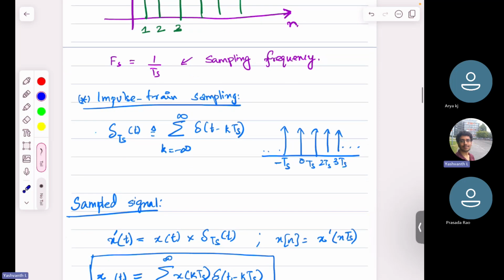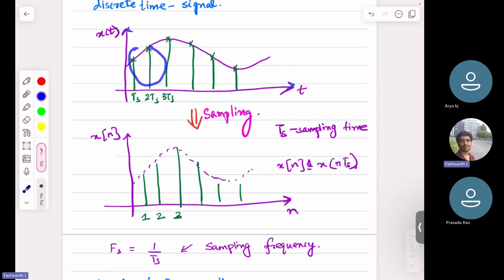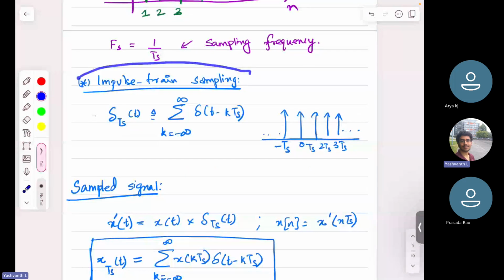Now, how do I do the sampling? Mathematically, how do I get a discrete time signal from a continuous time signal? Mathematically, how do I represent that? That is represented by something called impulse train sampling. Basically, what I do is define something called an impulse train.